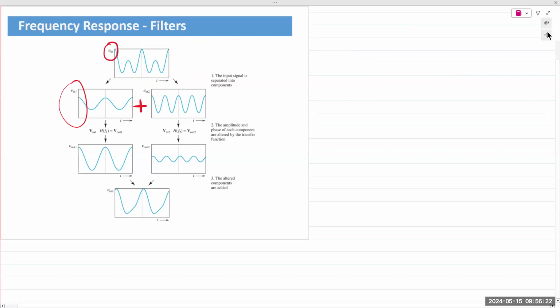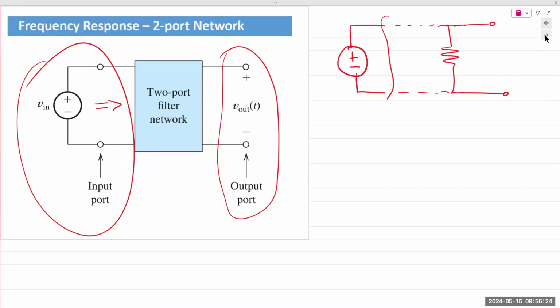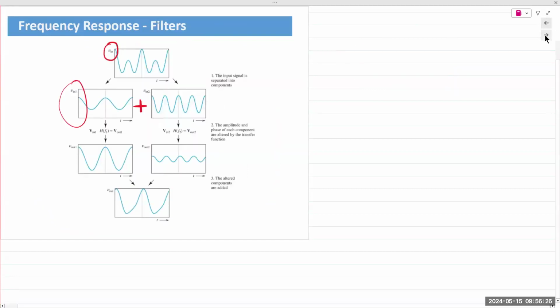And the circuit is filtering out certain components while it's allowing other components to pass through. So the circuit affects V in 1 differently than it affects V in 2. And the way it affects it is dependent on the frequency of the incoming signal.